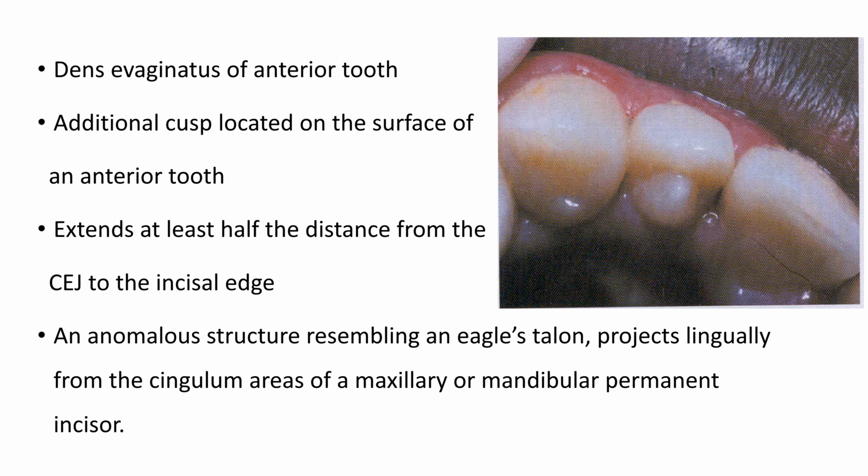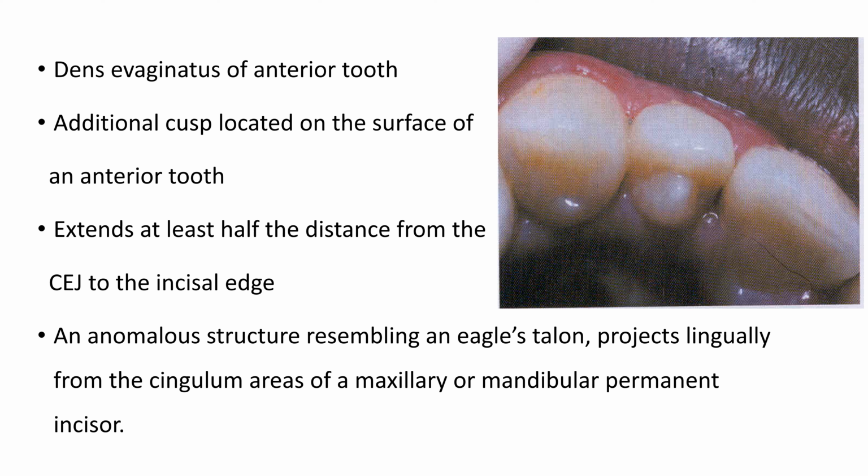Hello everyone. The next developmental disturbance affecting the shape of tooth is Talon cusp. Talon cusp is also known as dense invaginatus of anterior tooth. It is a well delineated additional cusp that is located on the surface of an anterior tooth and extends at least half the distance from the cemento-enamel junction to the incisal edge.